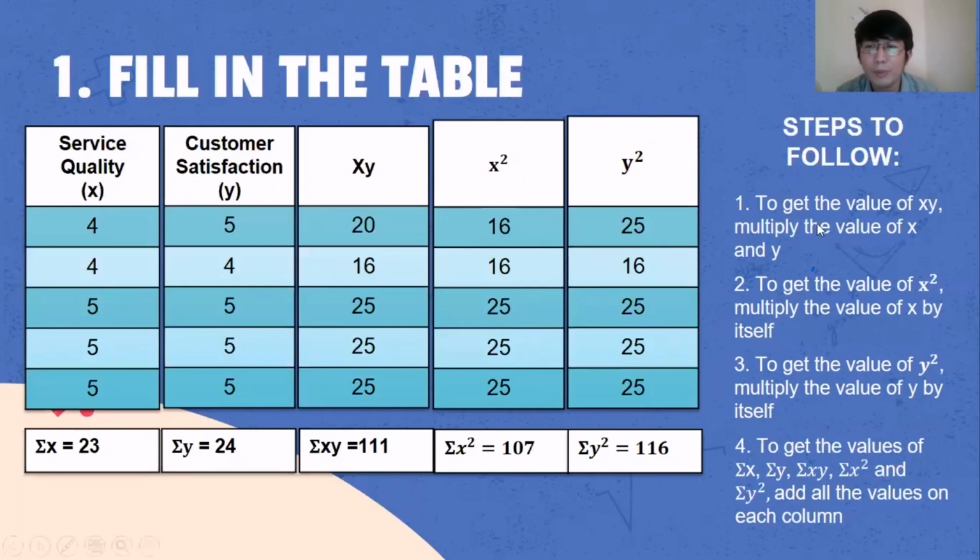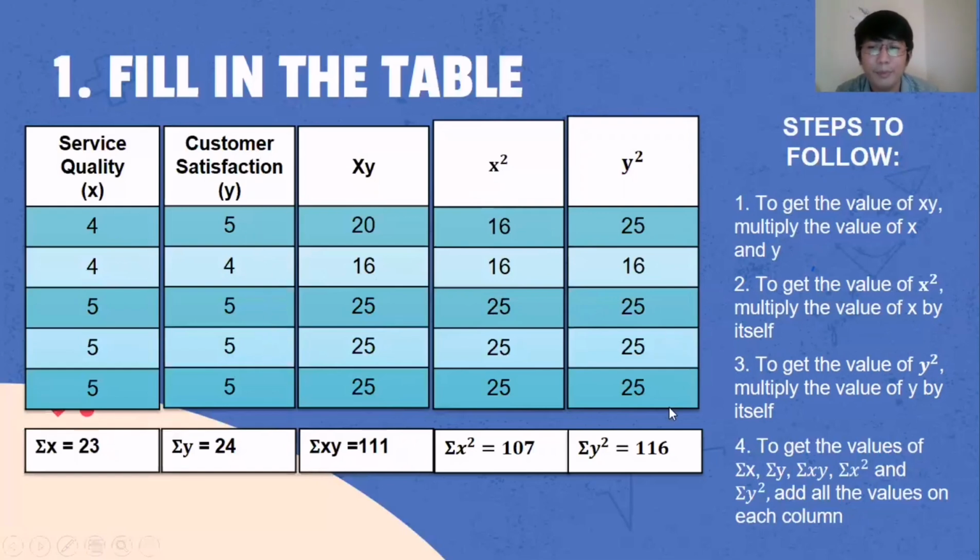First one, to get the value of XY, multiply the value of X and Y. That is X and Y. Ito po yun. Next, to get the value of X squared, multiply the values of X by itself. Yan. Ito po yung mga yan. Number 3, to get the value of Y squared, multiply the value of Y by itself. 5 times 5, 4 times 4, 5 times 5, 5 times 5, 5 times 5.